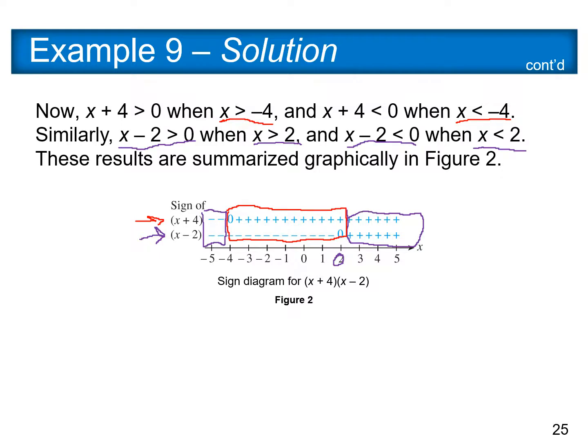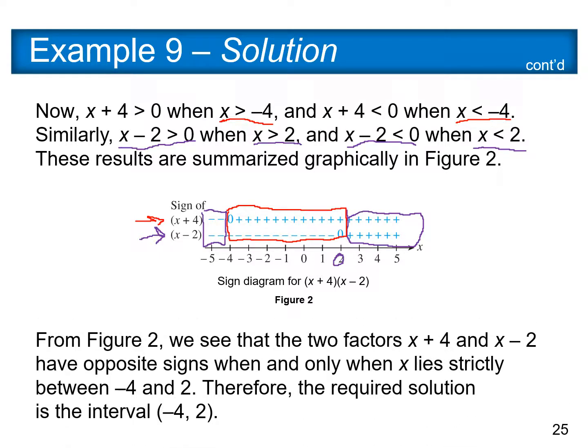So from what we can see, like I just said, the two factors x plus 4 and x minus 2 have opposite signs when and only when x is between minus 4 and 2. And therefore, the solution set would be the interval from minus 4 to 2. But attention, minus 4 and 2 are not included in this.